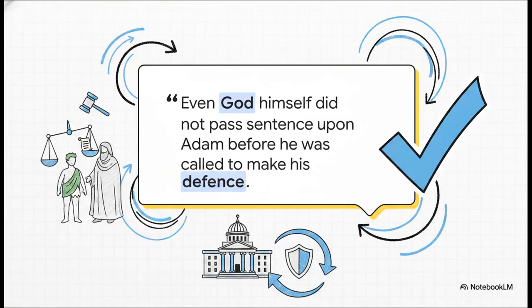To really understand fairness, we have to look back to this incredible historical quote from the 1700s. Justice Fortescue wrote that even God himself did not pass sentence upon Adam before he was called upon to make his defense. It's such a punchy line, right? And it vividly illustrates the most universal rule of fairness in administrative law. You always have the right to a fair hearing. Before a public authority makes a decision against you, whether that's firing you from a public sector job or tearing down your property to build a highway, you have a fundamental, basic right to present your case and be heard.